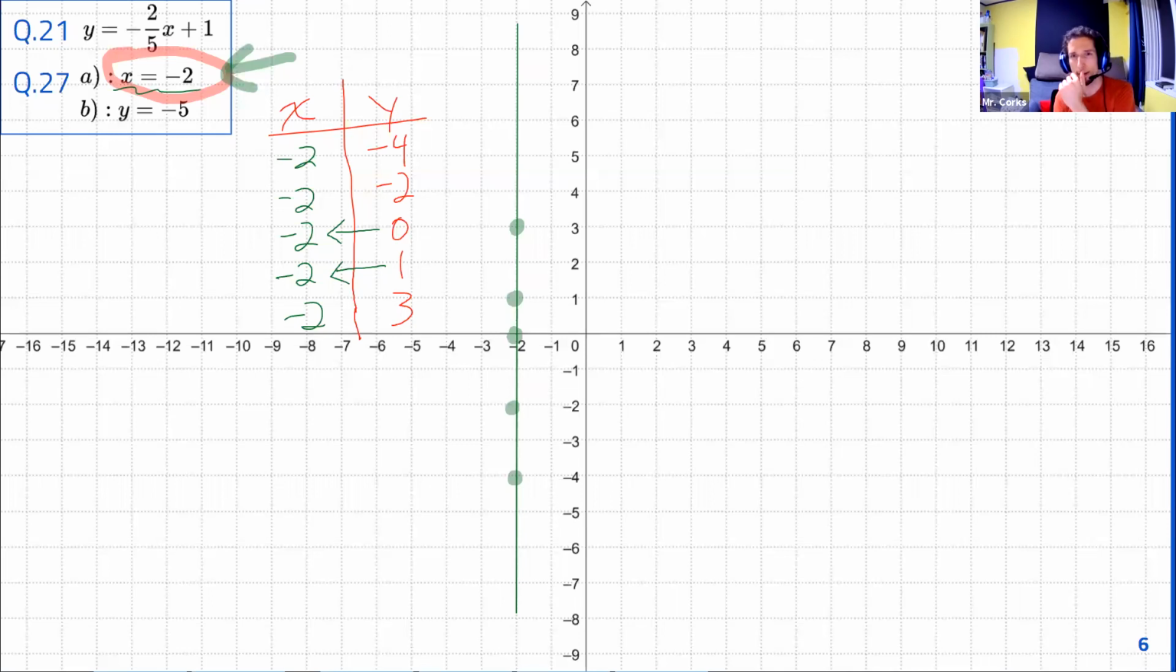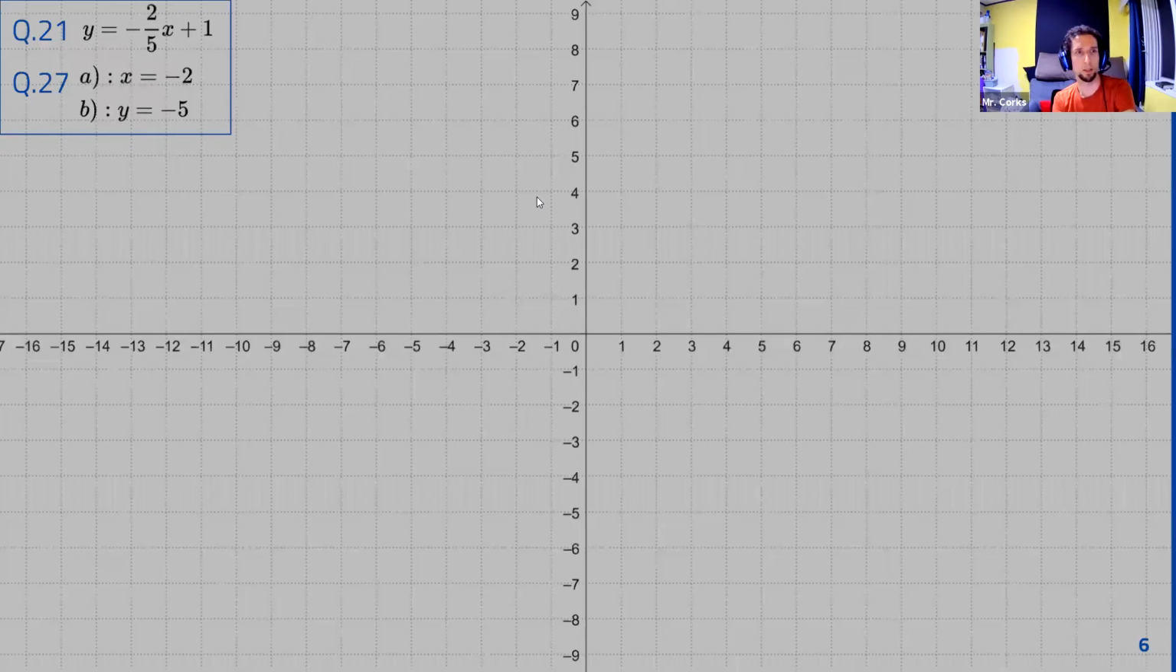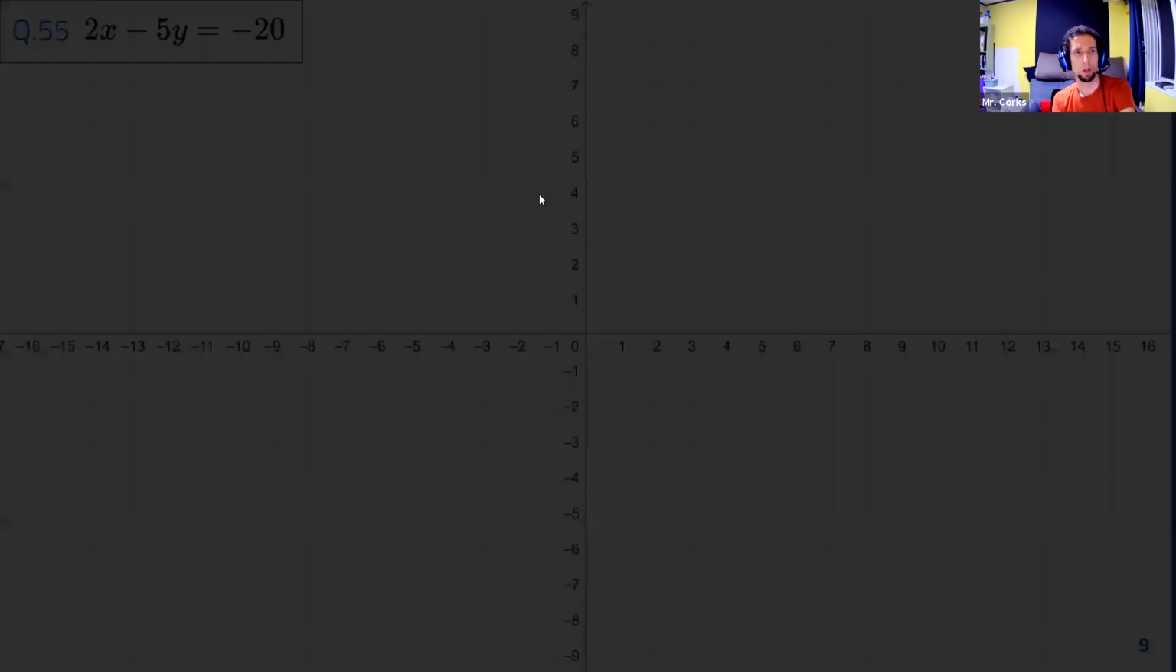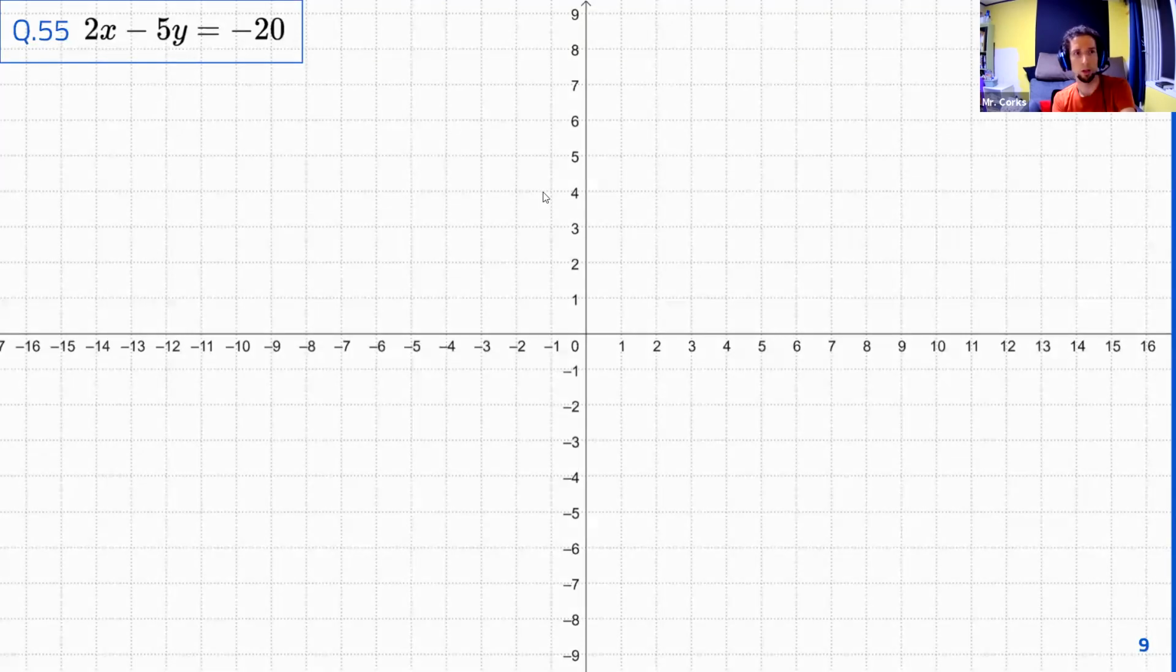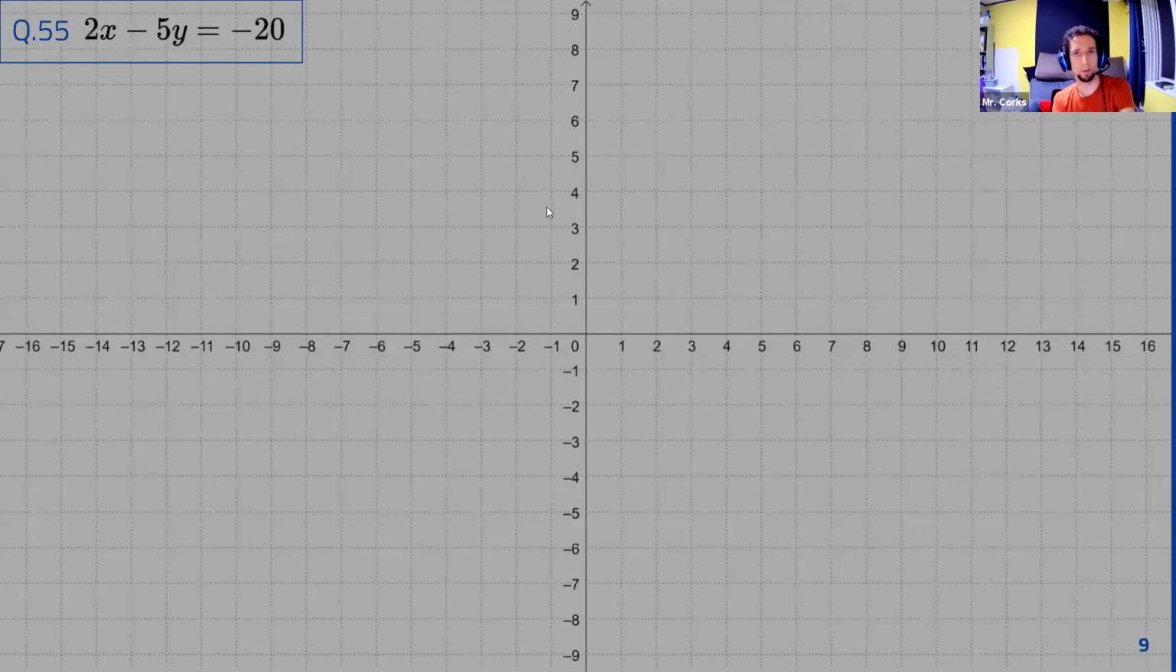Does anyone else have questions about slope stuff before we do the graphing ones? No, we're good. All right, let's go back. Okay.